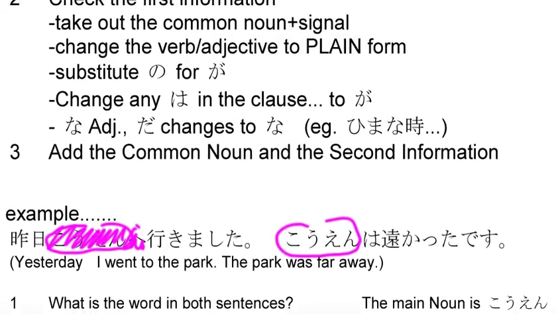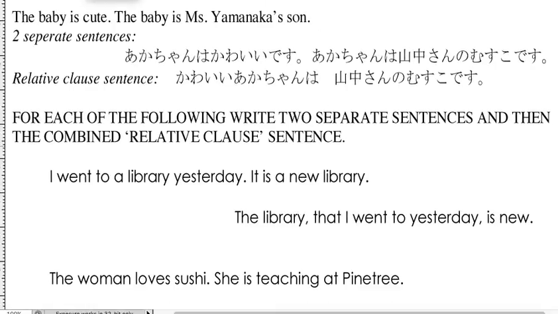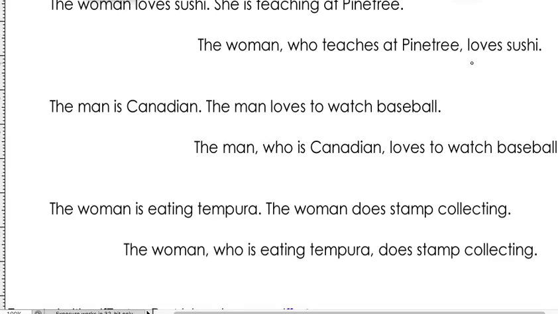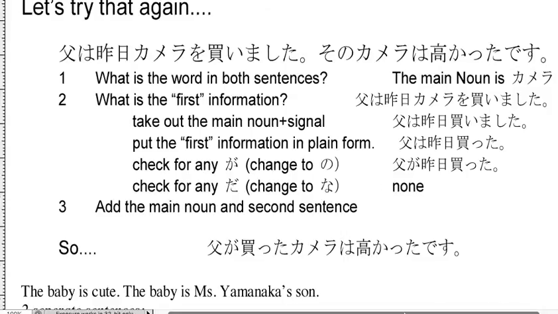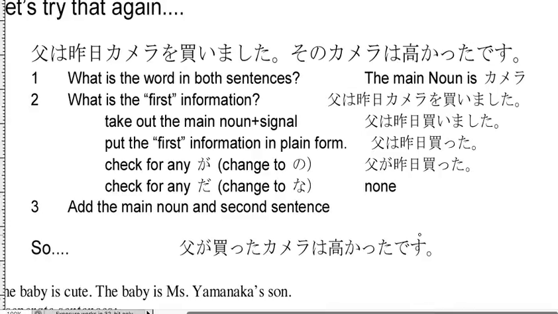All right. Just going to go over and look at the second example. So we're talking about a camera here. My dad bought a camera, and that camera was expensive. In English, I would probably say the camera that my dad bought is expensive. So the main noun in both sentences is kamera. Kamera becomes the pivot, and usually gets the wa because it's what we're talking about.